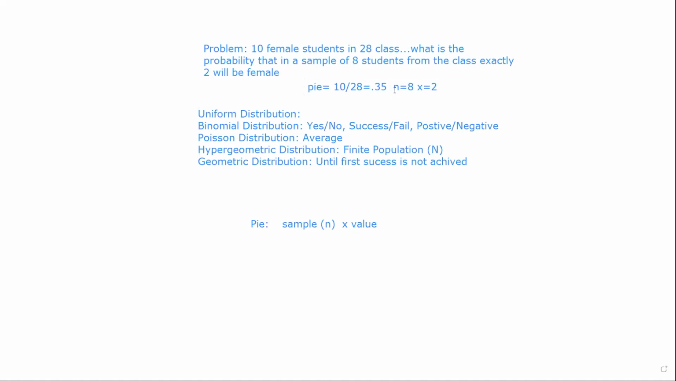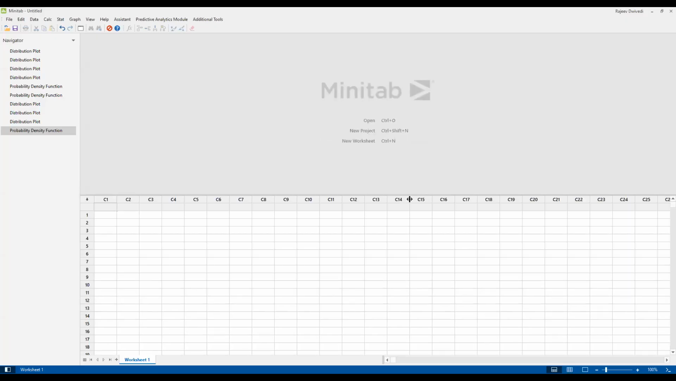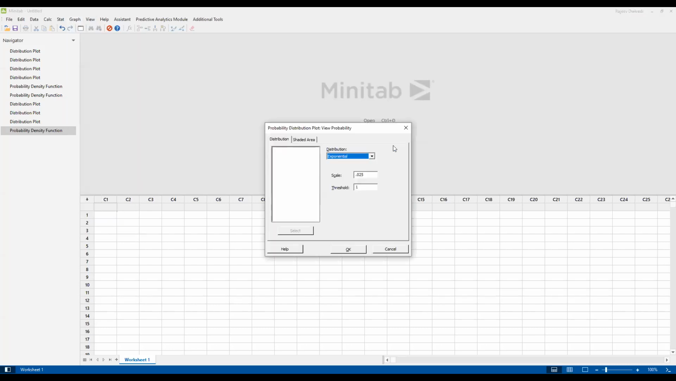Could you show how you do that process in Minitab? Yeah, first I'm figuring out the problem, and then I'm going to show you Minitab. Now I'm going to share my Minitab. Can you see my Minitab? Yes. Okay, I'm going under graph, under probability distribution. It doesn't have a PDF option, but it can give it.